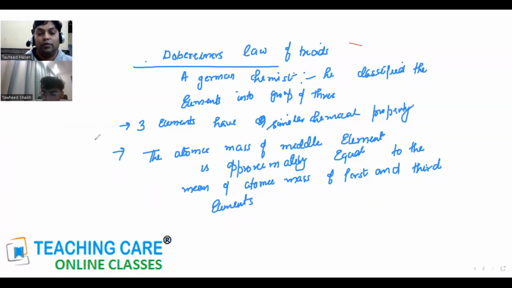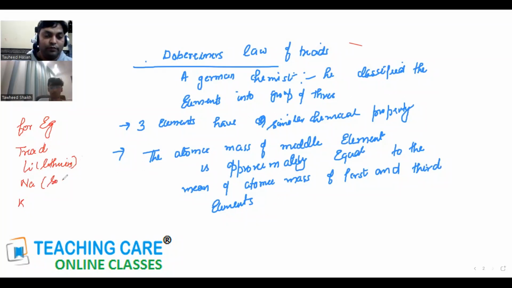So, for example, the first group he made, the first triad, is lithium, sodium, and potassium. Li for lithium, Na for sodium, and K for potassium. They have similar chemical and physical properties. And one of the most important things is that the atomic mass of sodium is equal to the mean of the atomic masses of lithium and potassium.